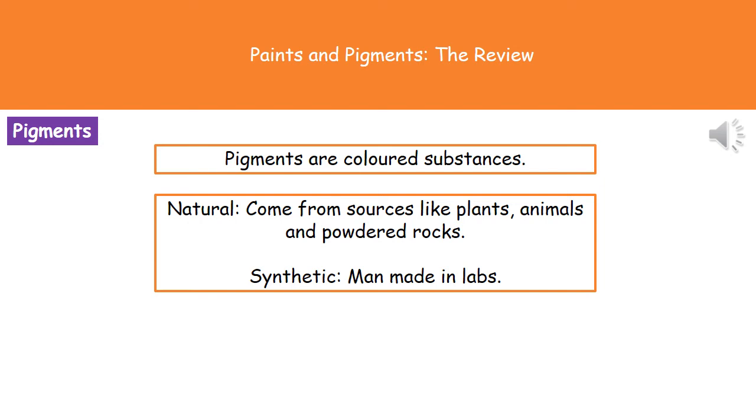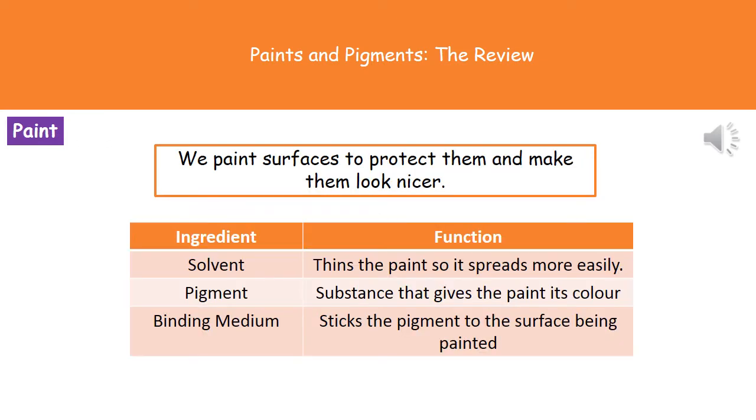Welcome to our review on paints and pigments. If we think about pigments first of all, when we're referring to a pigment, we're talking about a coloured substance. Now these can come from either natural or synthetic sources. So natural sources would be things like plants or animals and even powdered rocks, and our synthetic sources would be the ones that are man-made in laboratories.